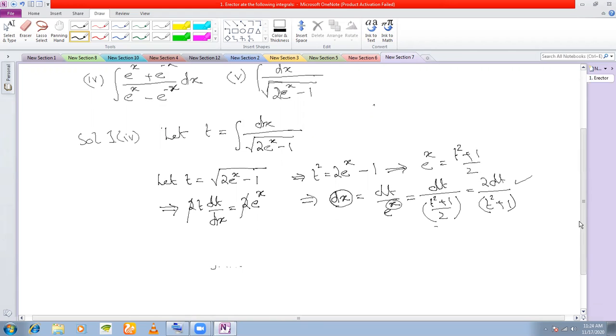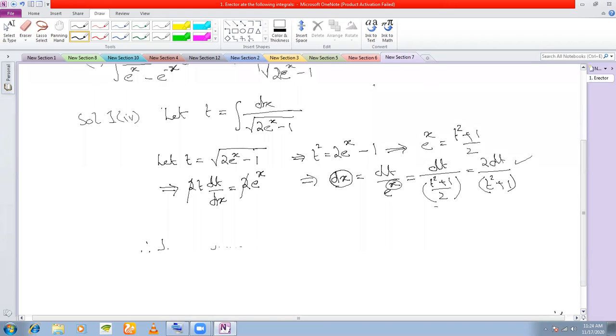And the denominator you have already taken as t. So therefore, what does I become? I becomes dx. Put the value of dx, which is 2 dt by t square plus 1, and the denominator you have already taken as t. What happens? This becomes the integration of 2 dt by t into t square plus 1.